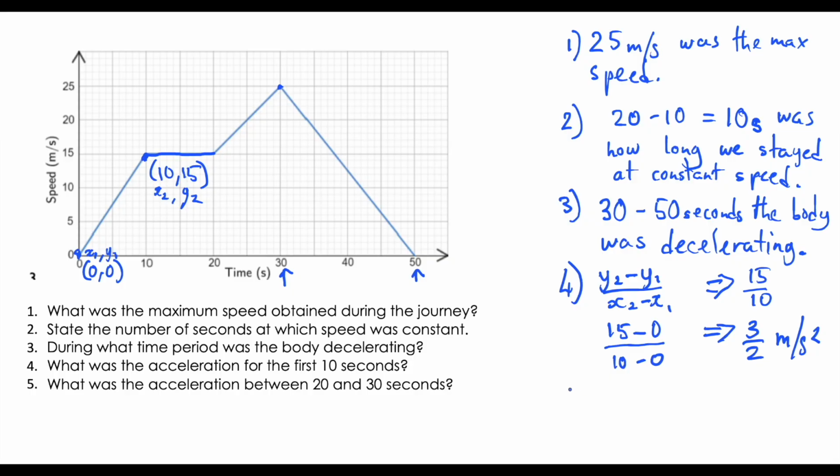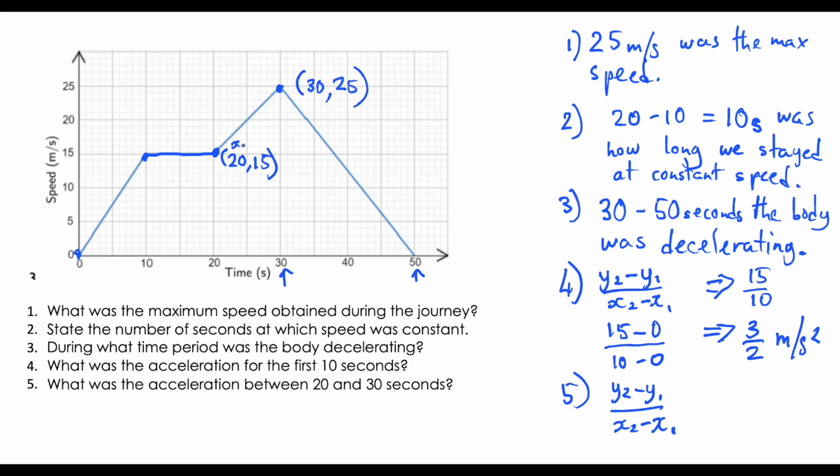Alright, so the next one, number 5, was what was the acceleration between 20 and 30 seconds. So from here to here, how can we calculate the acceleration? It boils down to finding the what? Correct, the gradient. So y2 take away y1 over x2 take away x1. In this case, this coordinate here is 20, 15, and this one over here is 30, 25. Okay, we no longer need these. I'm going to call this x1, this y1, this is going to be x2 and y2.